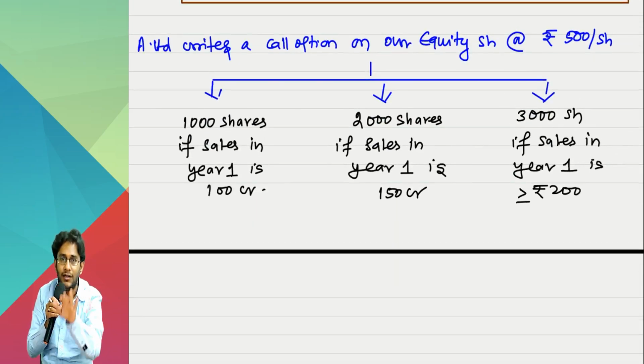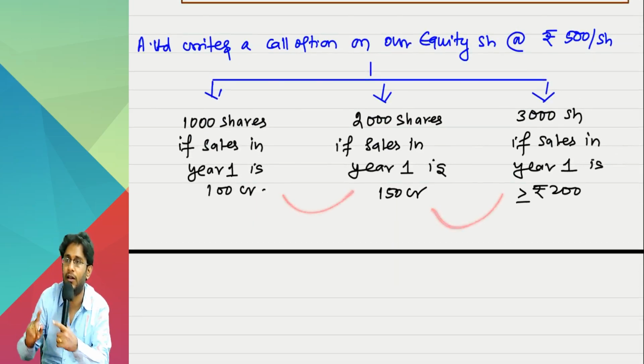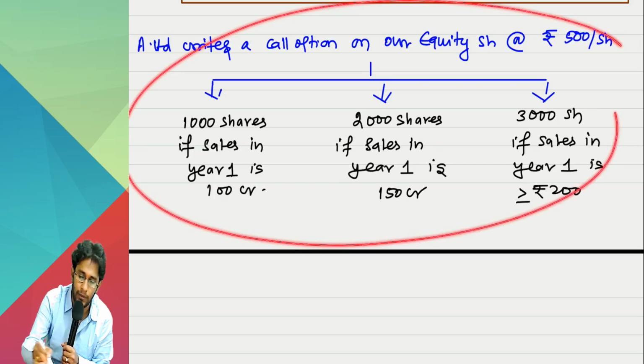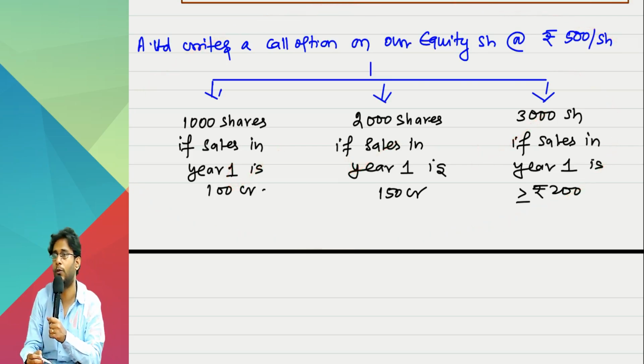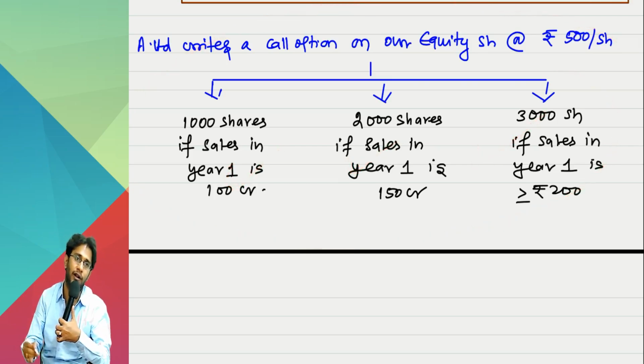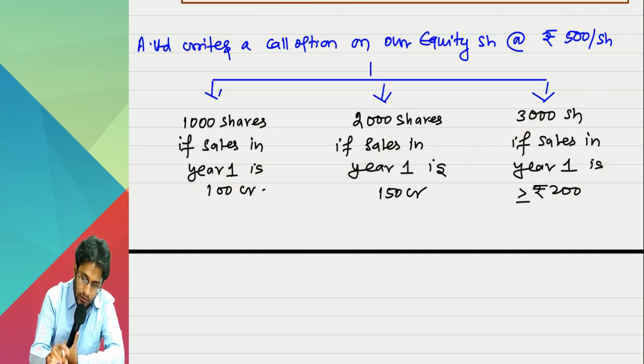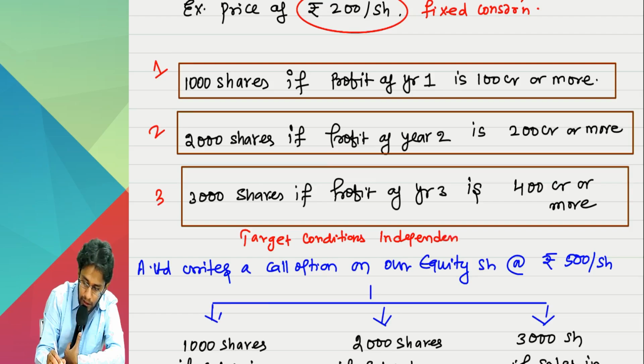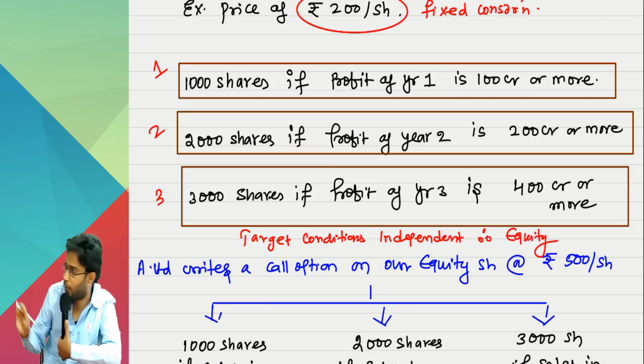Here you cannot tear it because these things are already linked. How can you tear it? Since you can't make it into 3 pieces, it is one piece with 3 possible variable outcomes. Therefore, the F2F test is failed. So the ultimate conclusion is: target conditions are independent, therefore equity. You have to remember only that line.